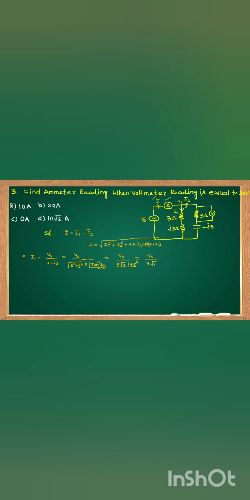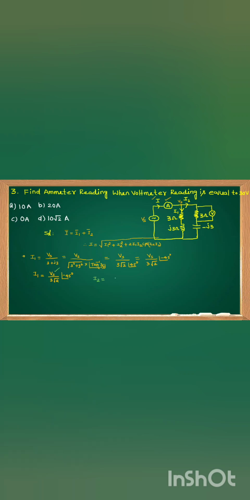That is Vs by 3 root 2 at an angle of 45 degrees. Bringing it into the numerator, that is at an angle of minus 45 degrees. So this is I. Therefore, I calculated I1 equal to Vs by 3 root 2 at an angle of minus 45 degrees. Next, but I don't know the value of Vs by 3 root 2. When I know the Vs value, then only I will find I1. But Vs is not given. Then go for the I2 calculation.